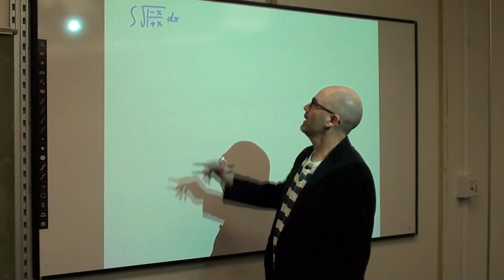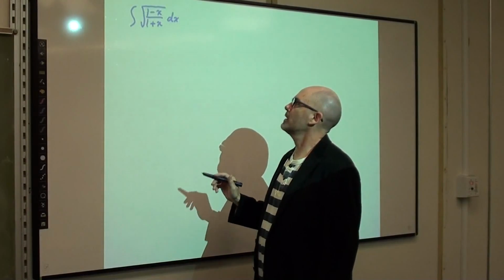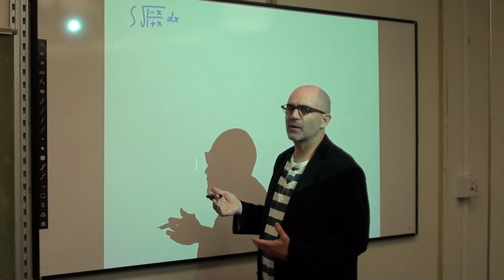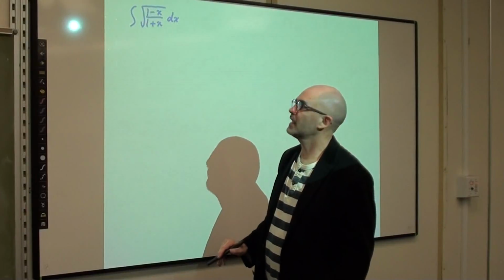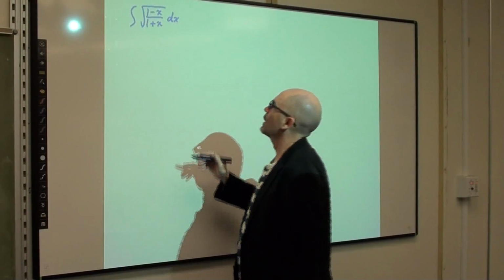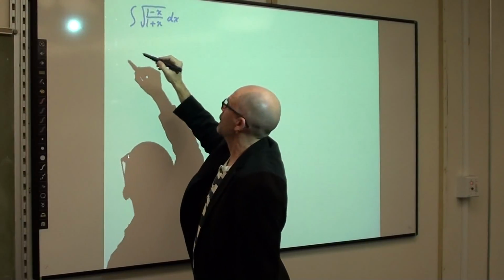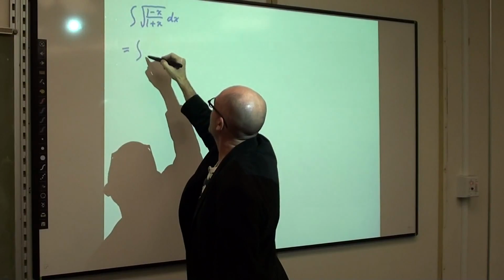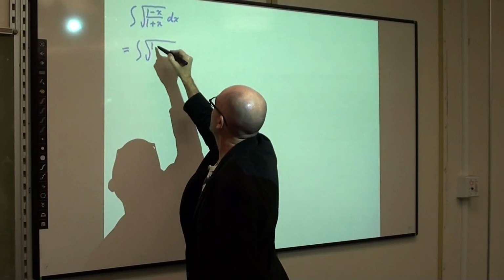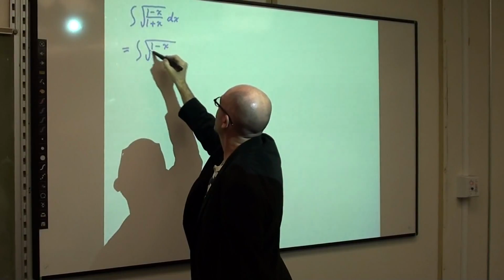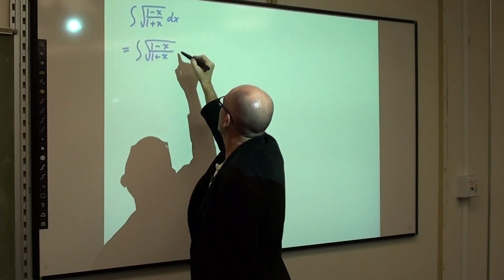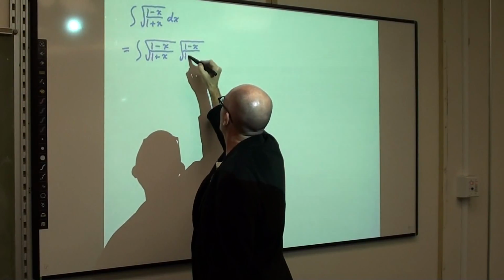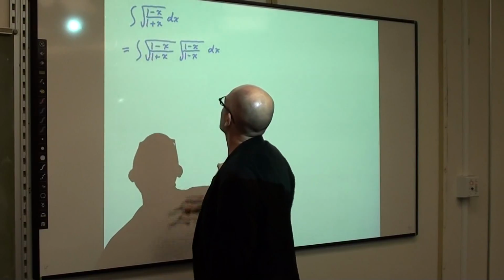Okay, our last problem, the integral of the square root of (1 minus x) over (1 plus x) dx. So clearly, the best thing we can do is rationalize the denominator. So we're going to multiply by the conjugate. So this is going to equal the integral of the square root of (1 minus x) over (1 plus x) times (1 minus x) over (1 minus x) dx.